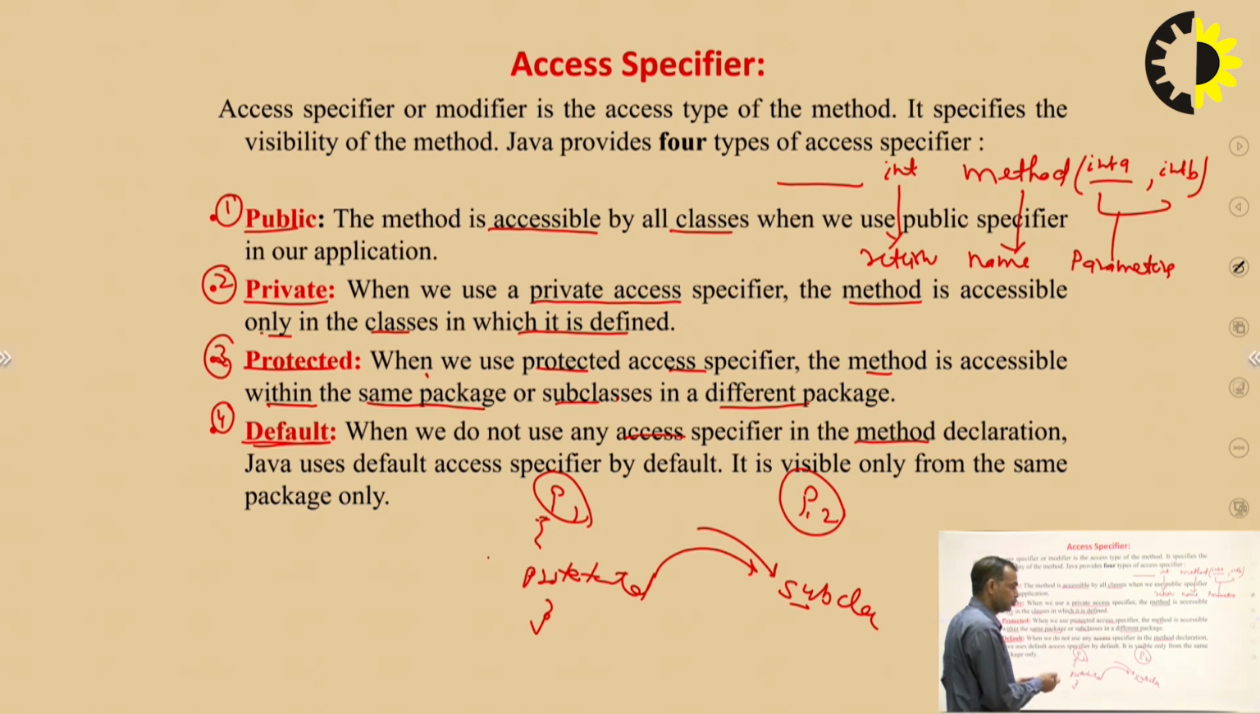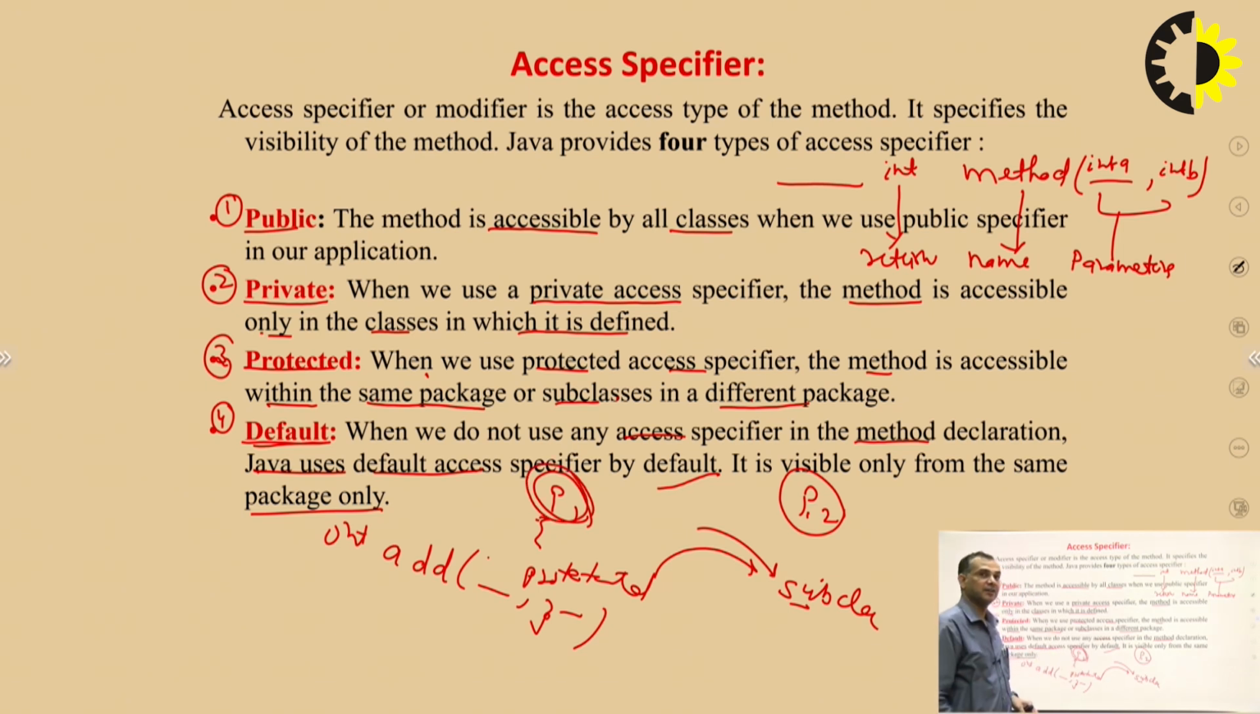So when we do not use any access specifier in the method declaration, Java uses the default access specifier, and that is default, and it is visible only from the same package only. Suppose I declared a P1 package and a P2 package, and in one package we created a method named add with 2 parameters, and its return type is integer. So it can be accessed only within the same package. The another package cannot access this if it is declared as the default.